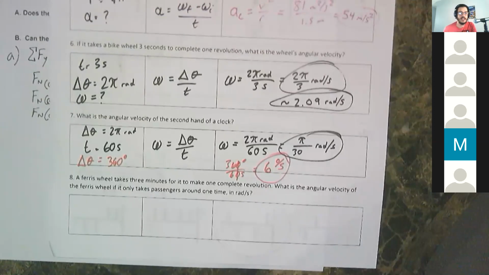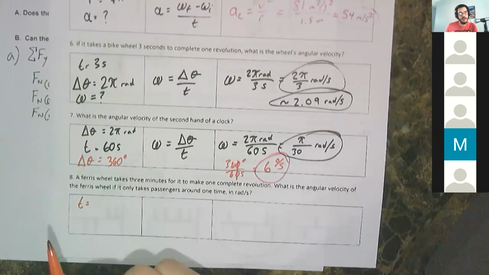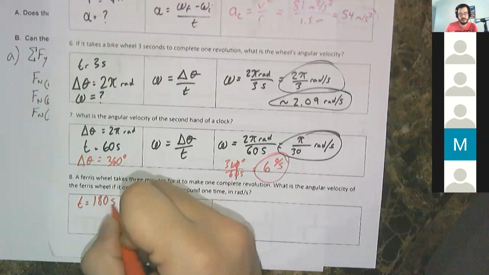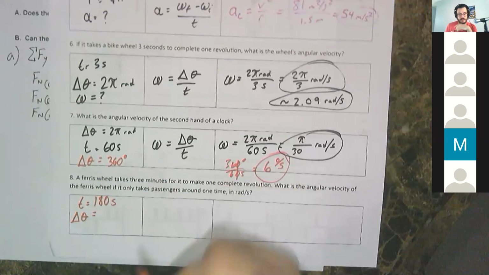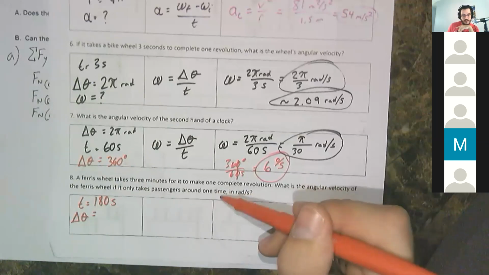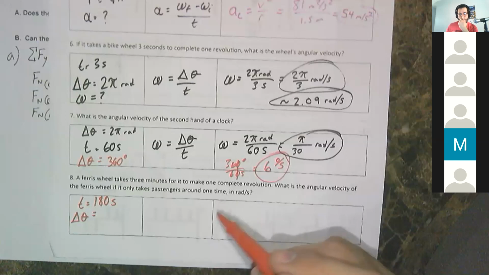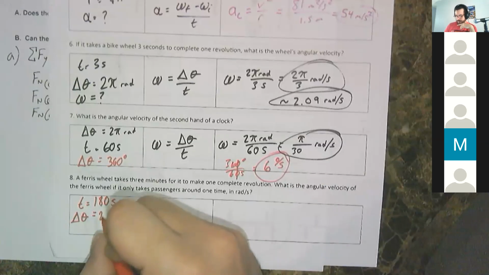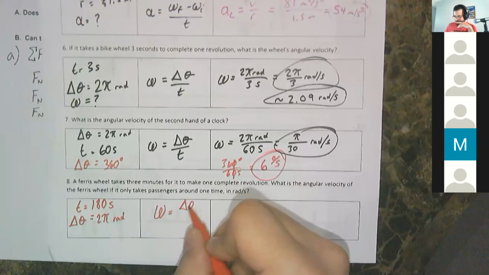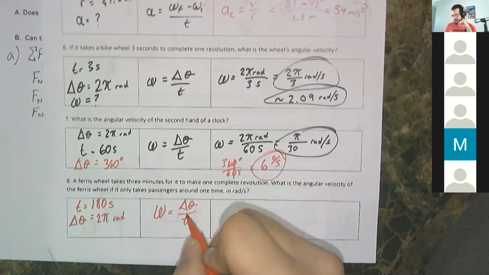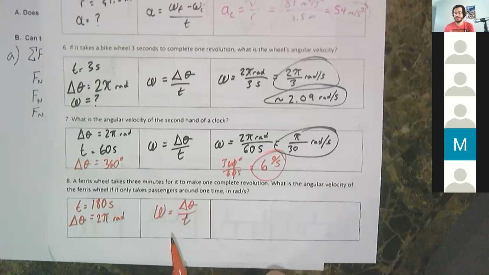Last one on the angular sheet. A Ferris wheel takes 3 minutes to complete one entire revolution. How many seconds are in 3 minutes? 180 seconds. And one complete revolution is a displacement. And notice that it only takes the passengers around one time. So we do only want to worry about one complete revolution. So that's going to be 2 pi radians. And we just want the velocity. Omega equals delta theta over t. It's another mode switch to pop back and forth between the Greek alphabet and the Latin English alphabet.